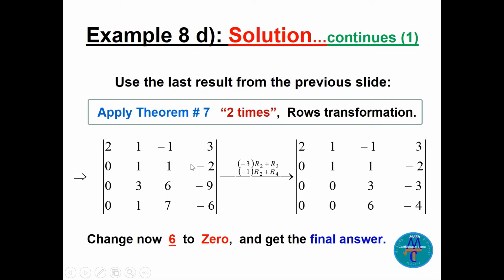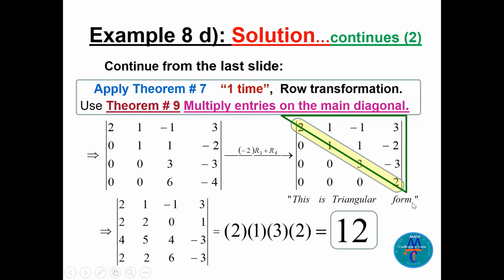So let's do that. -3 times 1, -3 plus 3, you get 0 there. -3 times 1, -3 plus 6, you get 3. -3 times -2 is 6, and -9 will be -3. Then you multiply row 2 by -1 again, and then you add to row 4. So that will be 0, that will be 6, and that will be -4. So the only thing we have to change now, change this 6 to 0 to have upper triangular. So we can use theorem number 7 one time.